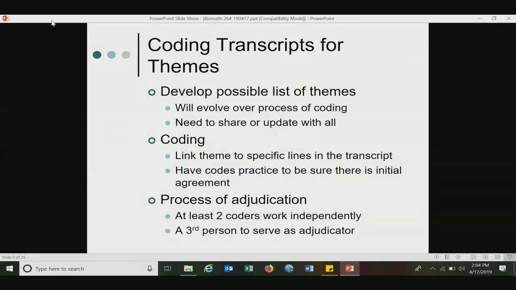You first want to develop what you think are the possible list of themes. It doesn't mean that it's going to be the be-all and end-all. Hopefully you actually find some new themes, otherwise the focus group maybe wasn't as helpful as it could have been. And then as the new themes get added, you want to make sure that everybody who's doing the coding for themes is being made aware of the new things that you want to add.